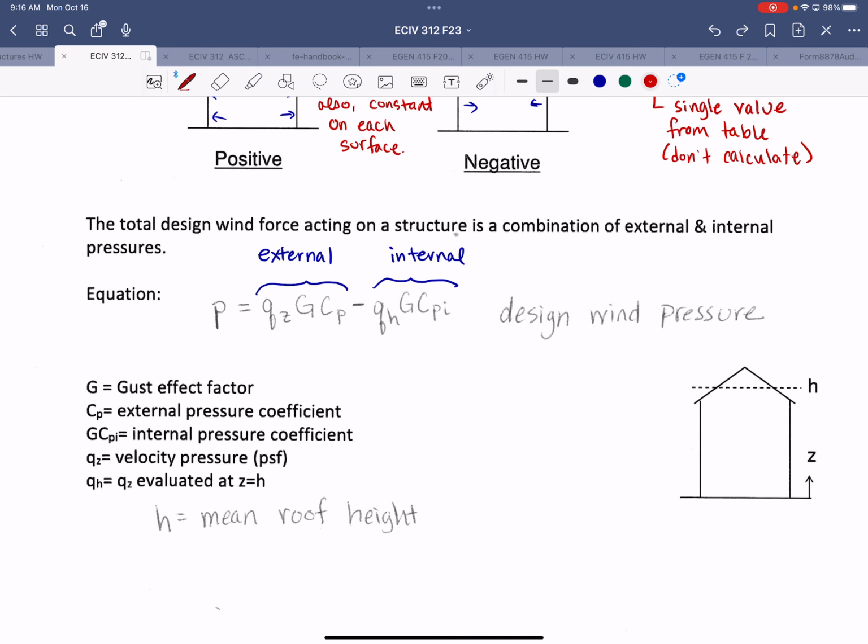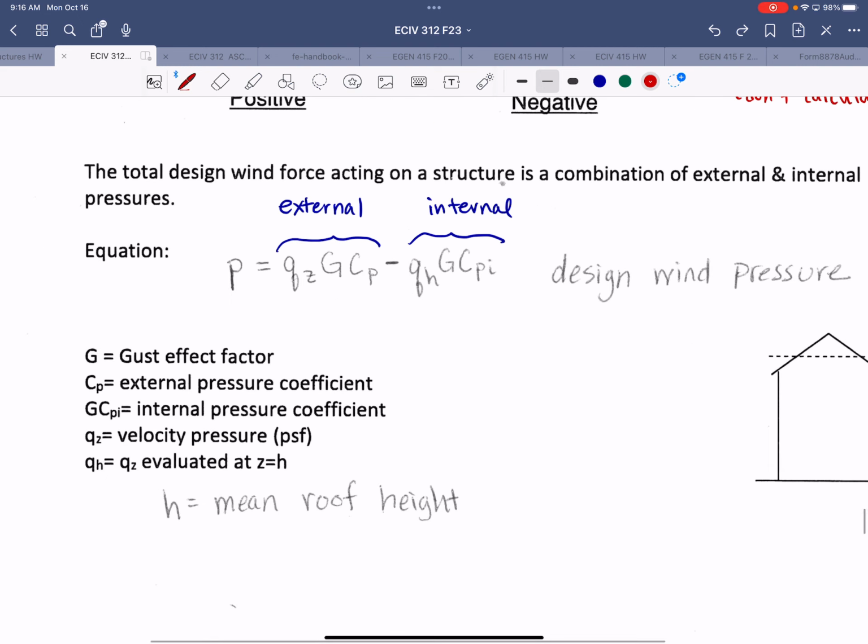All right, so as promised, I'm going to break down these items. In the external pressure calculation, we have QZ, I'm going to call that 1, capital G will be 2, and then CP will be 3. QZ represents the velocity pressure in pounds per square foot. This is something that you will calculate, and it varies with height.